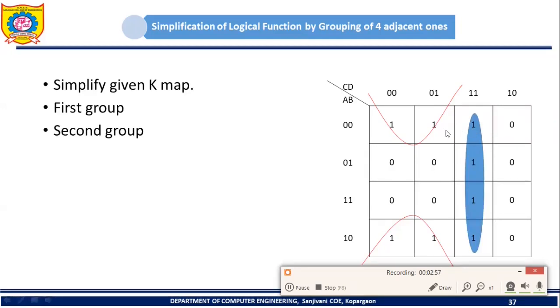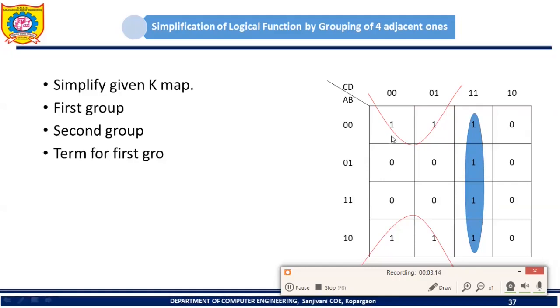So in this K-map we are getting 2 groups, and each group contains 4 ones. So after making the groups, what is the next step? I told you that you are supposed to write a term for each and every group. After making the groups, the next step is that you are supposed to write the term which corresponds to each group.